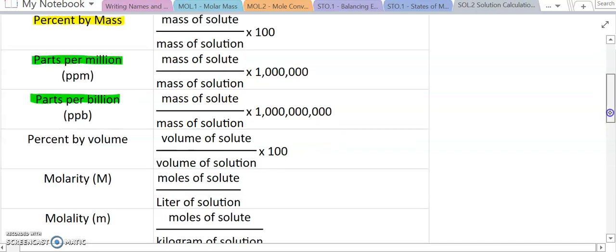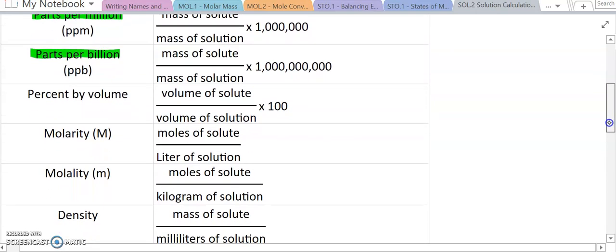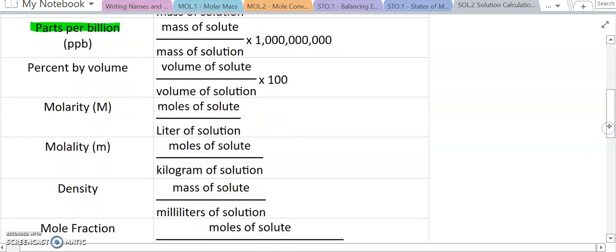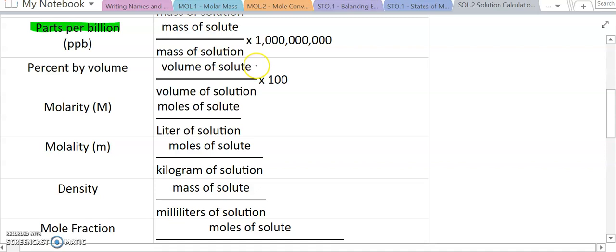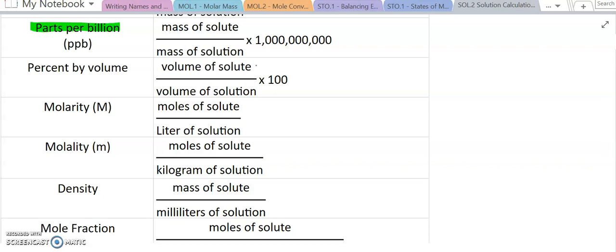We also can take a look at percent by volume. Percent by volume is a very similar calculation, except I have a volume of my solute, and I am going to divide it by the volume of my solution before I take it times 100. So it's almost the exact same calculation for all 4 of these, except I'm either multiplying it by something different, or in this case, percent by volume, I'm measuring my solute in volume rather than measuring it in grams.